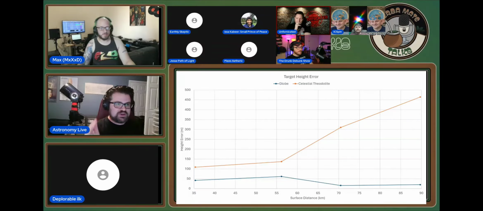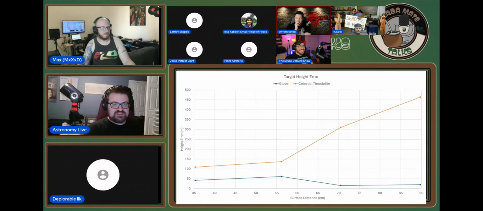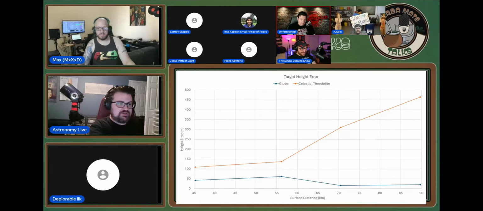No, this is ray tracing data based on the actual pressure, temperature, and humidity at each altitude to determine how much refraction there should have been based on the atmosphere. You're saying that it's not apples to apples because I'm looking at things that are higher than what you guys have been looking at. Well, that was deliberate because at higher elevations, you have less variation due to refraction, and we see a bigger difference between what celestial theodolite predicts versus what the globe predicts. That's why the orange line here is diverging from the blue line. It's because of that relationship.